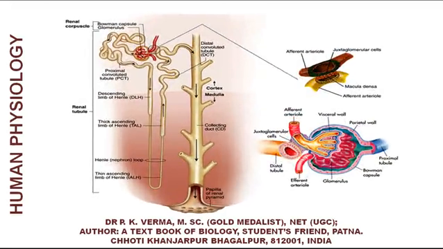Now again you can see the arrangement of nephrons. The diagram is very clear. From Bowman's capsule, proximal convoluted tubule, then descending limb, thinner part of descending limb, thinner part of ascending limb, again thicker part of ascending limb, distal convoluted tubule, and finally the collecting duct is formed.